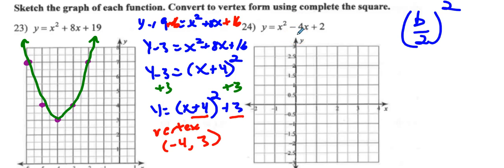Hit pause if you need to look at that. Go back if you need to.